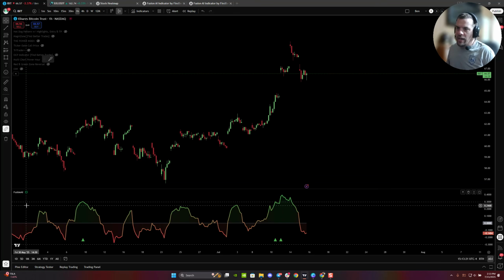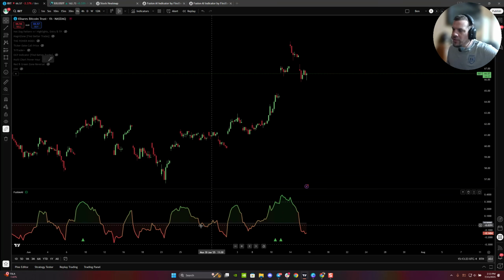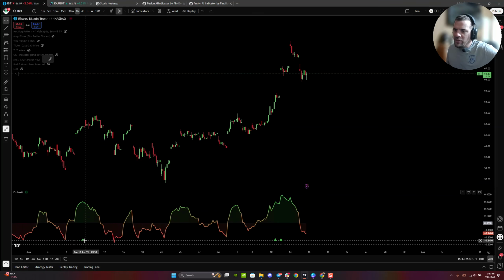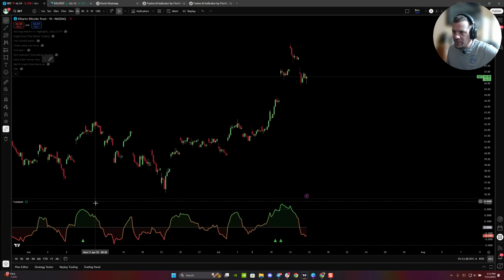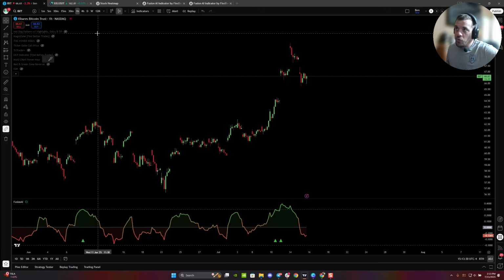So what is Fusion AI? Essentially what it's doing is that it is giving you a score all the way down here on the sub chart. So a higher score means that there is a good potential for momentum to pretty much continue. And then down here you'll see a smaller score, which will potentially be downside moves. This isn't really a reversal type thing, like you would see with RSI. This is essentially more of a momentum swing type deal.